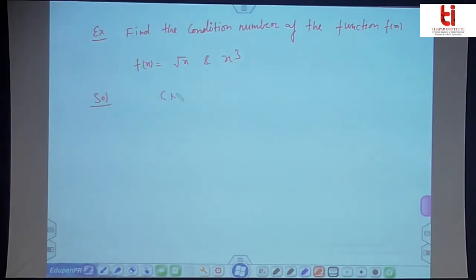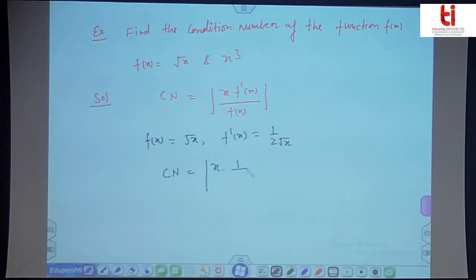Okay, what is the definition of condition number? That is x f'(x) upon f(x). If f(x) equal to under root x, then the derivative of the function is what? 1 by 2 under root x. Then condition number will be what? It will be x, derivative of the function 1 upon 2 under root x, upon function under root x. It is coming out to be 1 by 2. So the condition number is 1 by 2, less than 1.